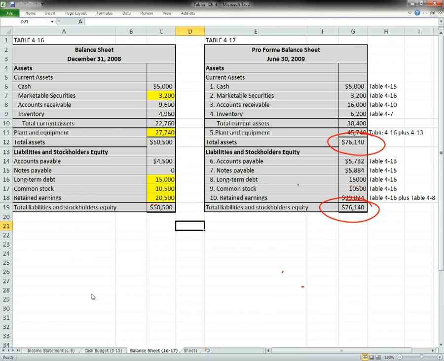Now, in this case, it's worth noting that our firm has actually grown, or we're projecting it to grow. It was 50,500 in assets. It now has 76,000. That's a substantial amount of growth in assets. How did we go about funding that? Well, we can actually answer that question.